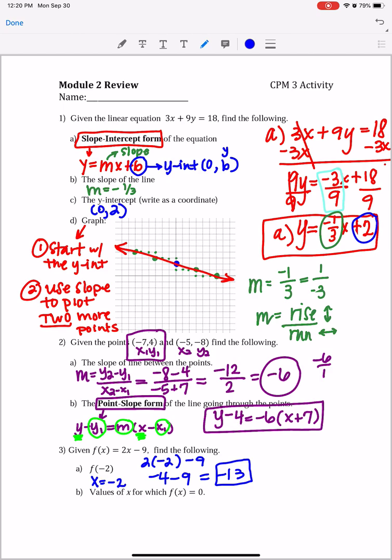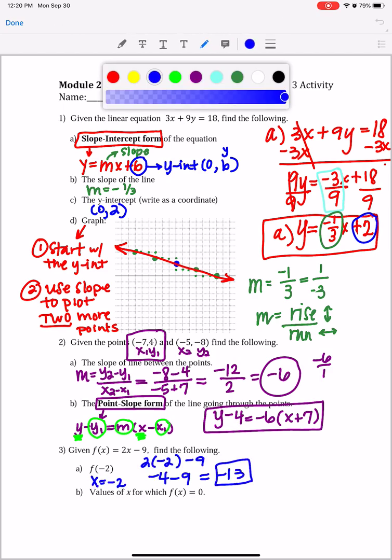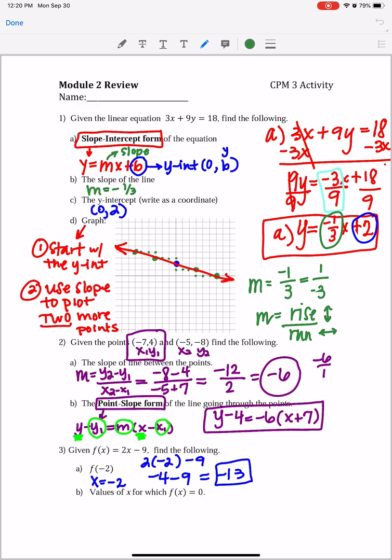A usually doesn't have the problem so much. You guys are usually pretty good with A. B, on the other hand, you guys really struggle with. It says find values of x for which f of x equals 0. So if I'm wanting to find the values of x, that means that I do not know what x equals. Because they tell me that f of x equals 0. I am plugging in 0 for this whole notation. They're telling me this f of x equals 0.